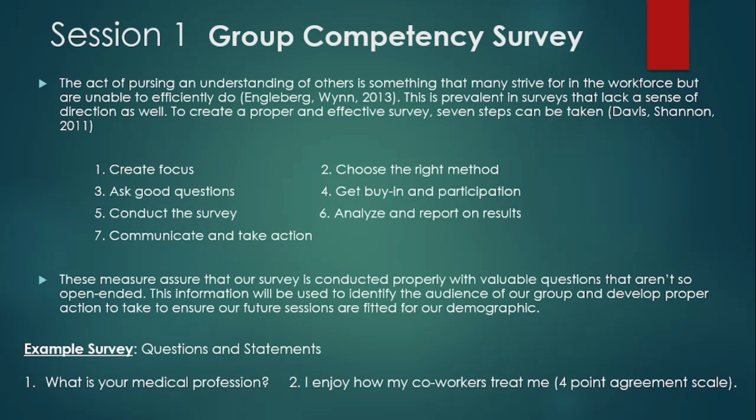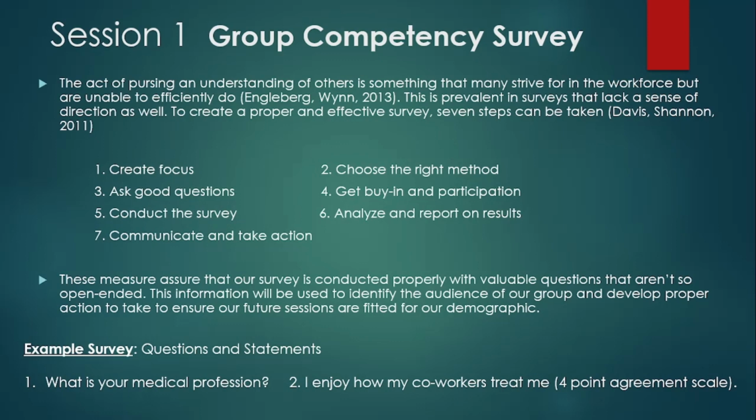Step 1 is creating focus, which narrows the objective down to singular issues or topics. Step 2 is choosing the right method, which describes the method by which the survey will be executed. Step 3 is asking good questions, which maintains relevant and effective questions in order to accomplish the objective as described in Step 1. Step 4 is getting buy-in and participation, which involves creating a sample size and asking for help from others in order to conduct a more proper and effective survey.